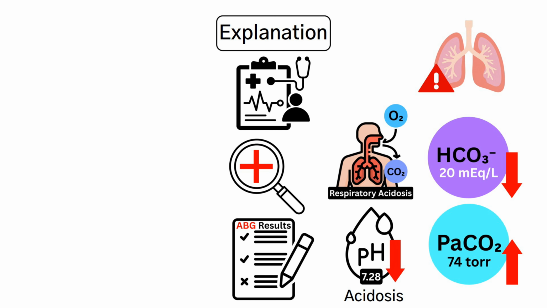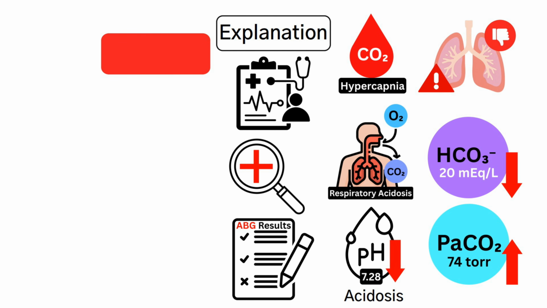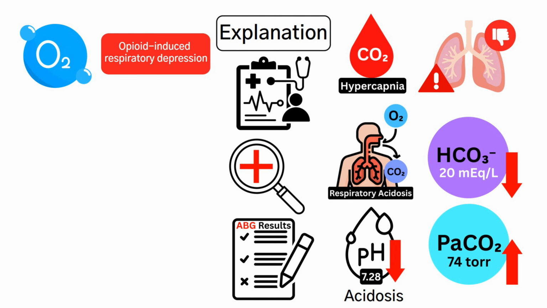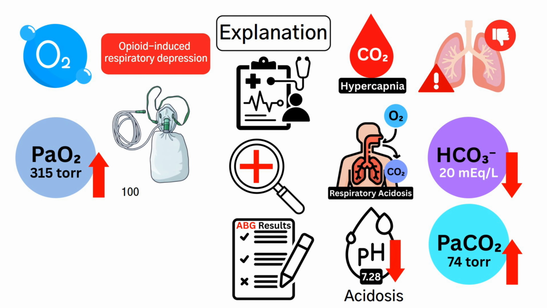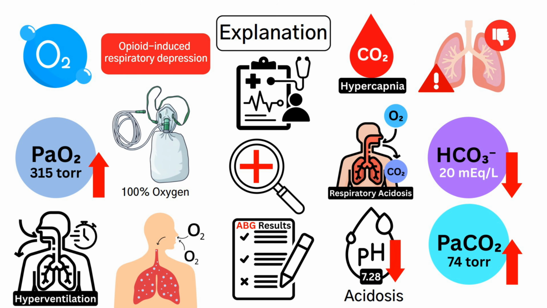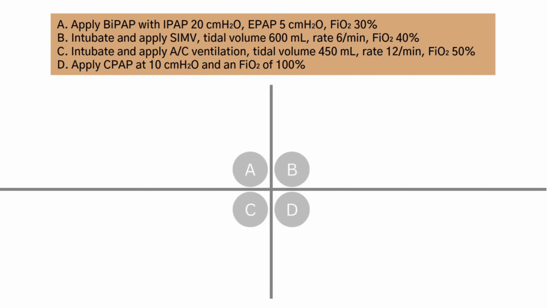respiratory problem. Taken together, the patient is in acute respiratory failure due to CO2 retention, most likely caused by opioid-induced respiratory depression. Next, we must consider oxygenation. The PaO₂ is extremely high at 315, which is likely the result of the non-rebreather mask delivering 100% oxygen. While oxygenation is excessive, the primary issue here is inadequate ventilation. Now we can evaluate possible interventions.